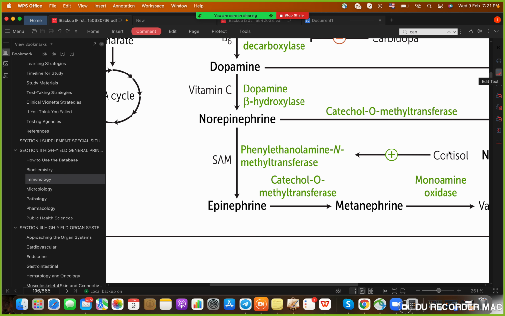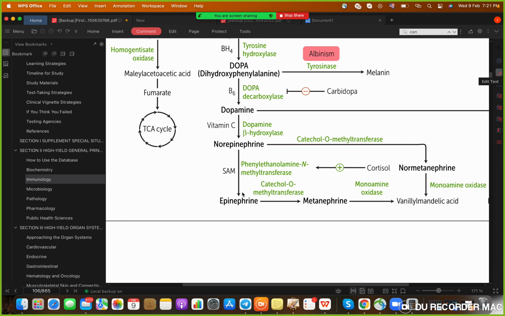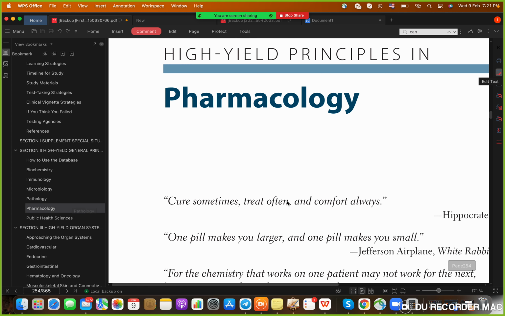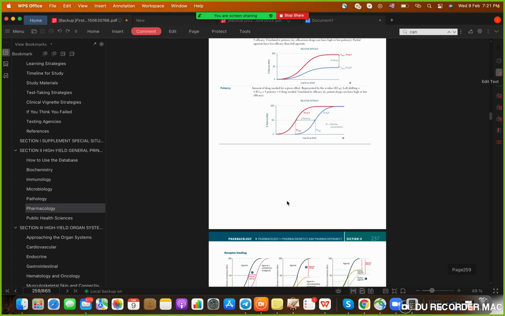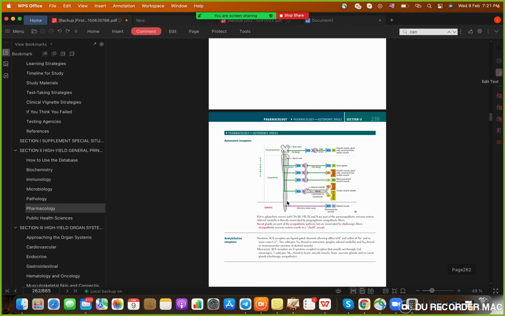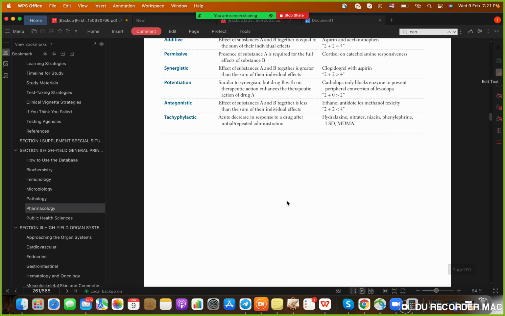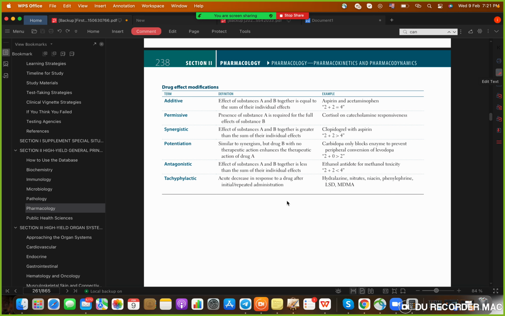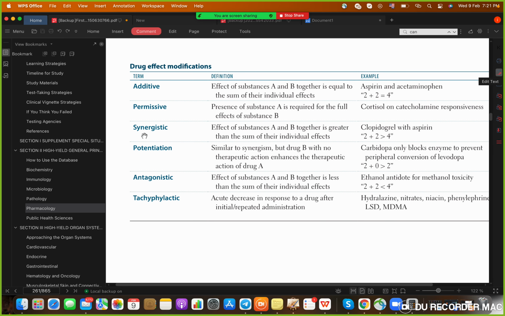So if cortisol was not here, the norepinephrine will not become epinephrine, and thus no epinephrine means no actual function of the epinephrine. Okay, so let's go back here. So yeah, that was the permissive effect: cortisol on catecholamine responsiveness.